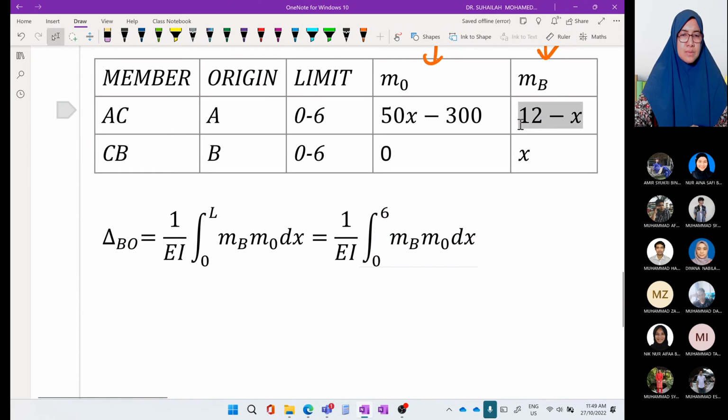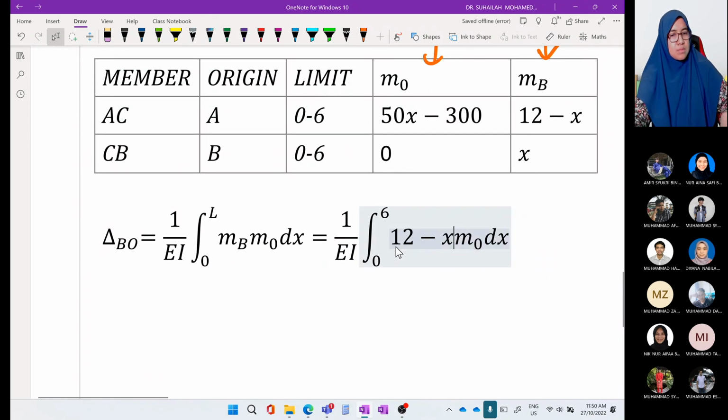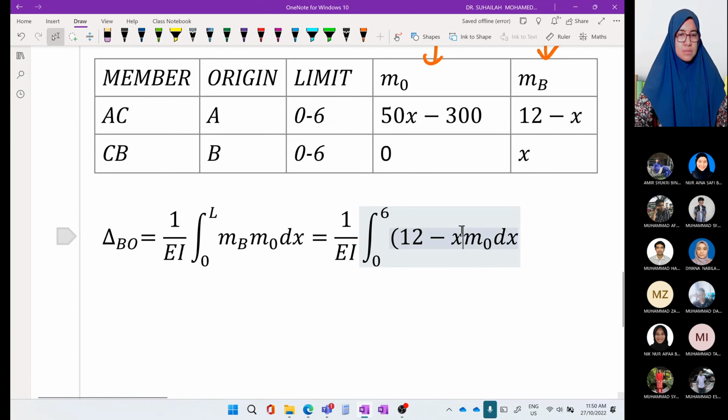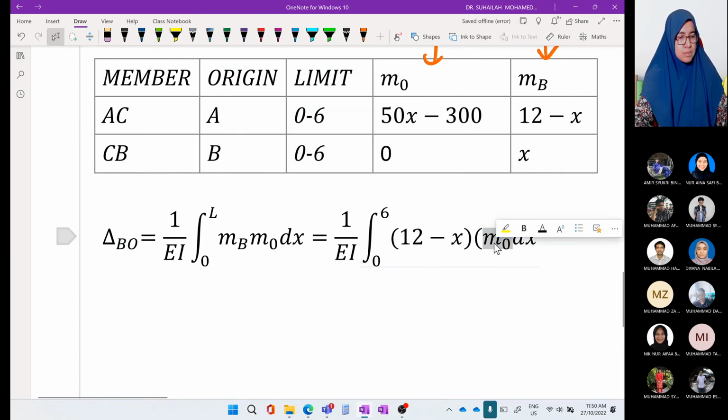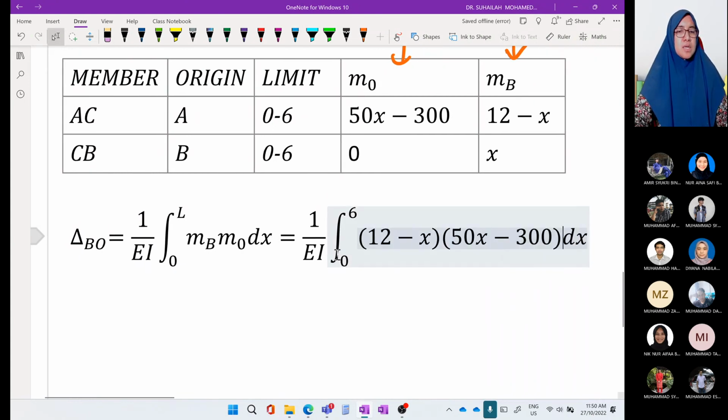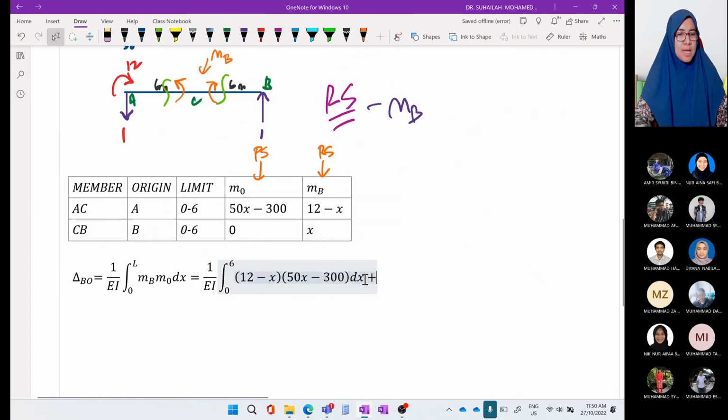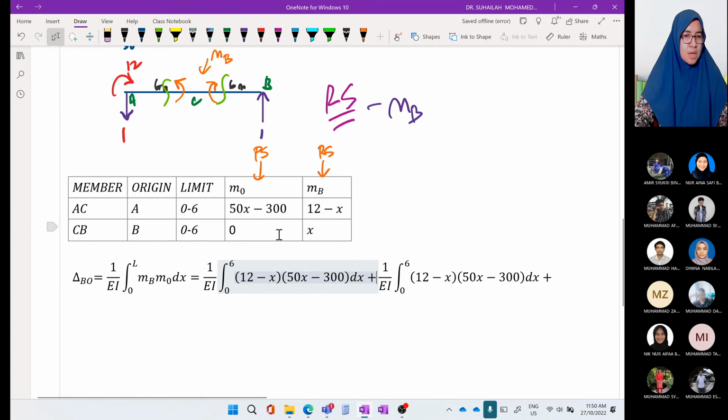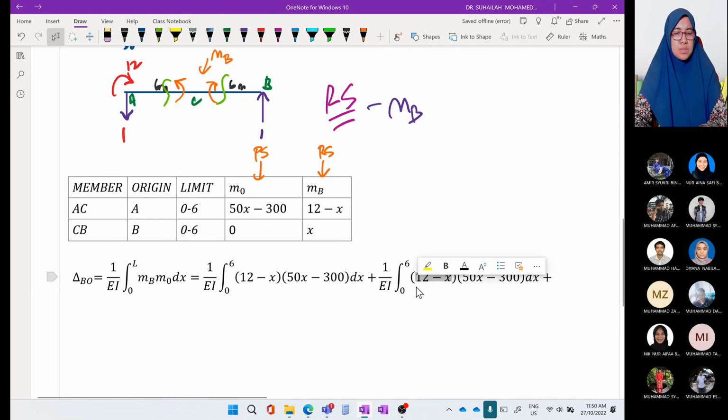MB times M naught dx, plus 1 over EI, 0 to 6, of 0 and x. You don't have to write it, this 0 and x we get 0.